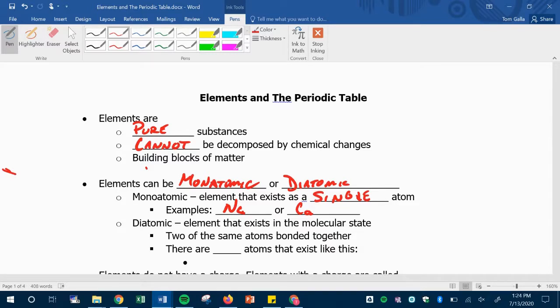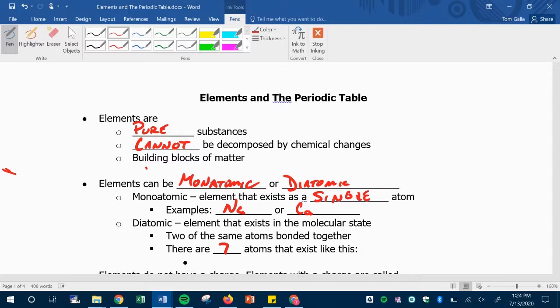Now, there are diatomic elements. These diatomic elements are elements that exist in a molecular state, meaning it's two of the exact same atoms bonded together. Now, there are only 7 atoms that exist like this. And so when we say that these are bonded together, it means that these 7 atoms can't exist just as a single atom floating around. So if it's a pure element or a pure substance, it has to be bonded together.